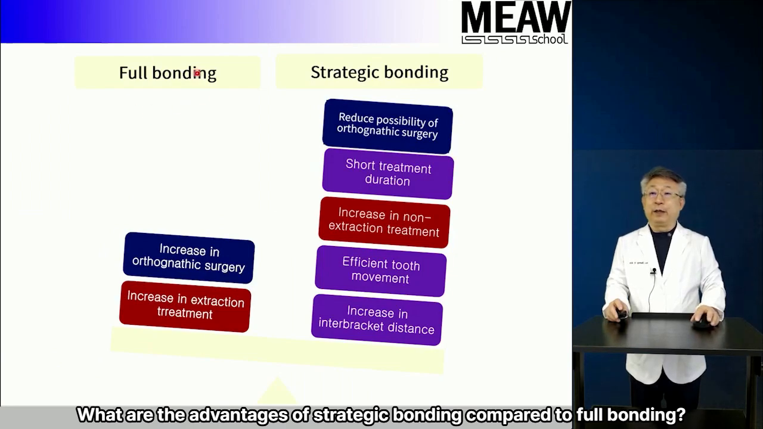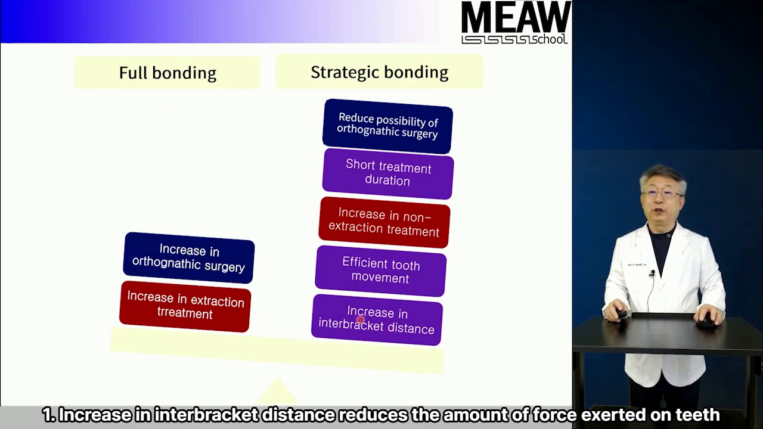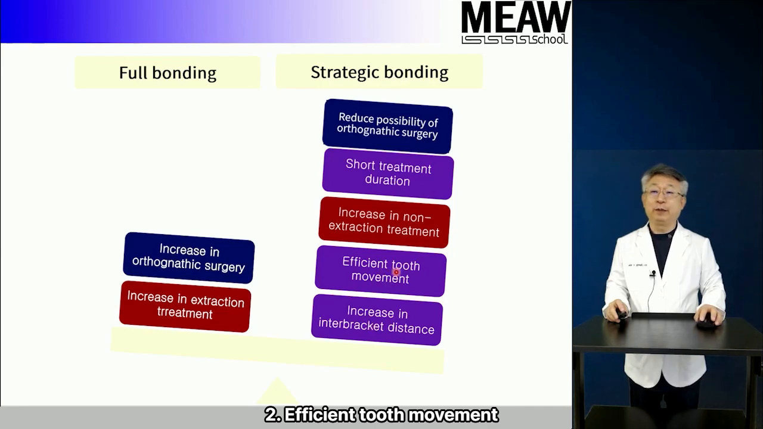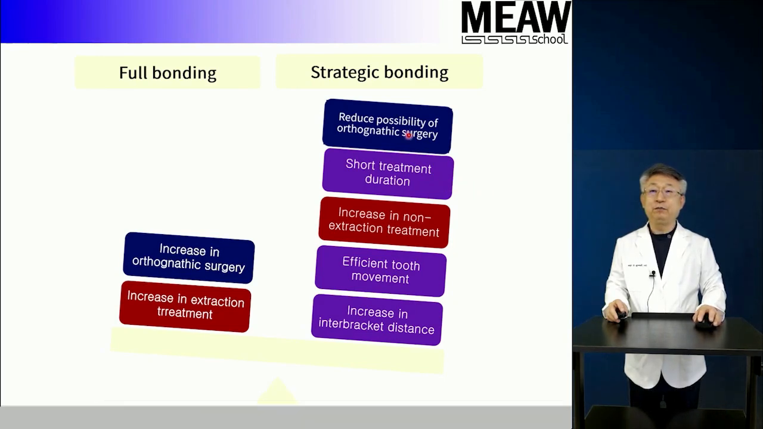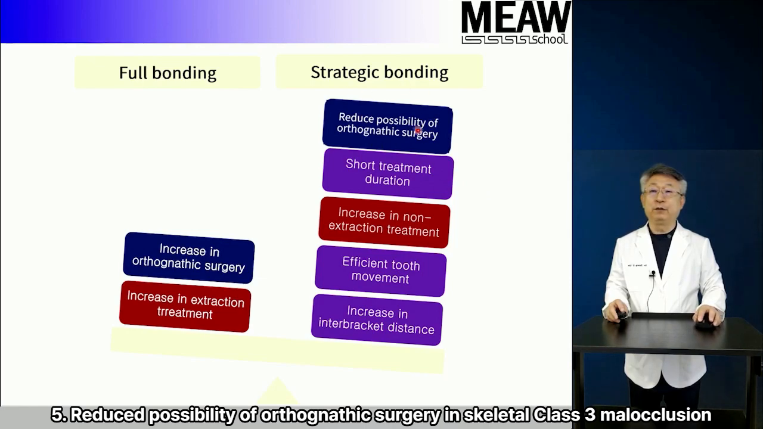What are the advantages of strategic bonding compared to full bonding? 1. Increase in interbracket distance reduces the amount of force exerted on teeth. 2. Efficient tooth movement. 3. Increase in non-extraction treatment. 4. Short treatment duration. Non-extraction cases can be rather simply treated by alignment of teeth and finishing while maintaining original profile. 5. Reduce possibility of orthognathic surgery in skeletal class 3 malocclusion.